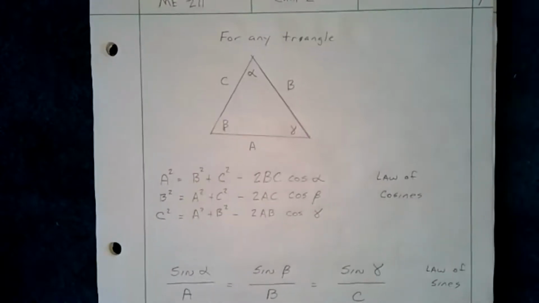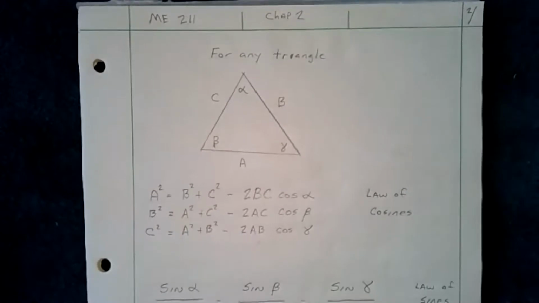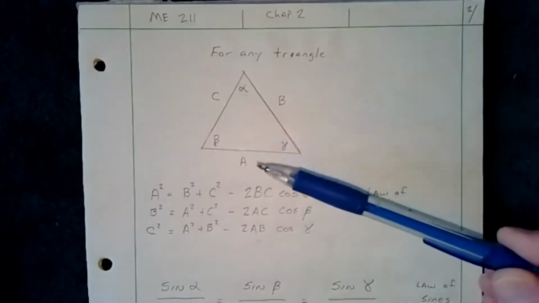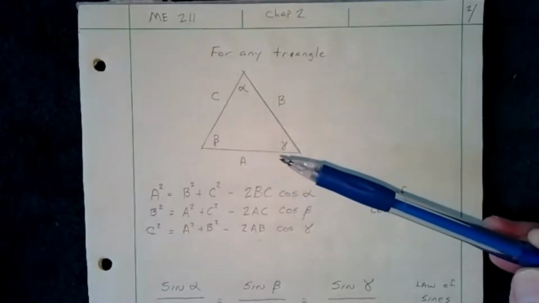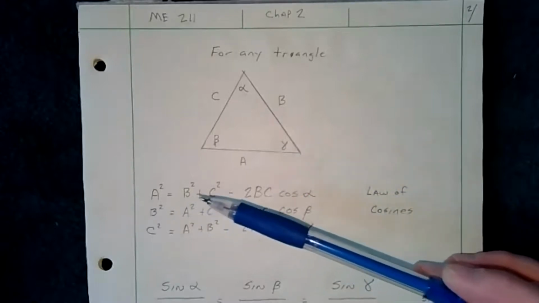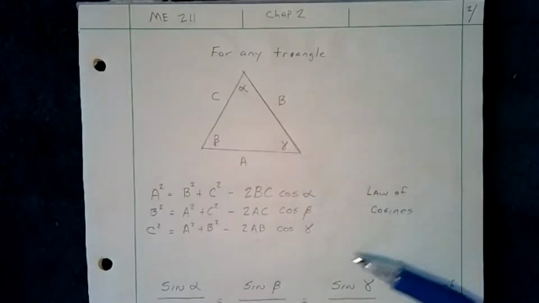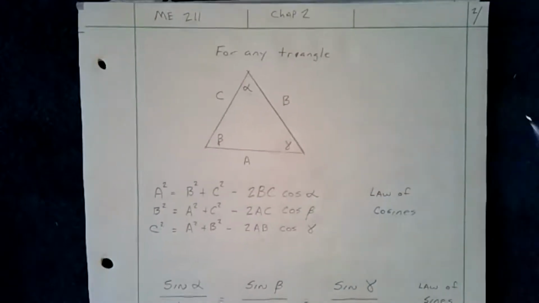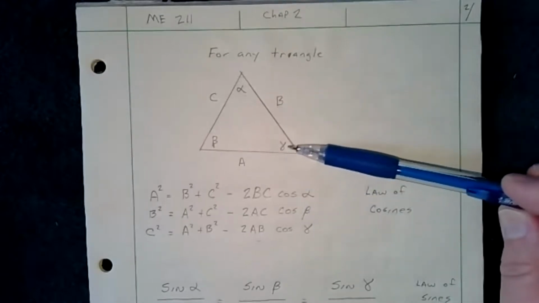Now, before I jump into the example, I want to show you the law of cosines and the law of sines. Here, for the law of cosines, if we look at our typical triangle with sides A, B, and C, and angles alpha, beta, gamma: A squared equals B squared plus C squared minus 2BC cosine alpha. This is the law of cosines. And so, depending on the side you're using, you can use this equation. This is a good equation if you know two of the sides and the included angle.